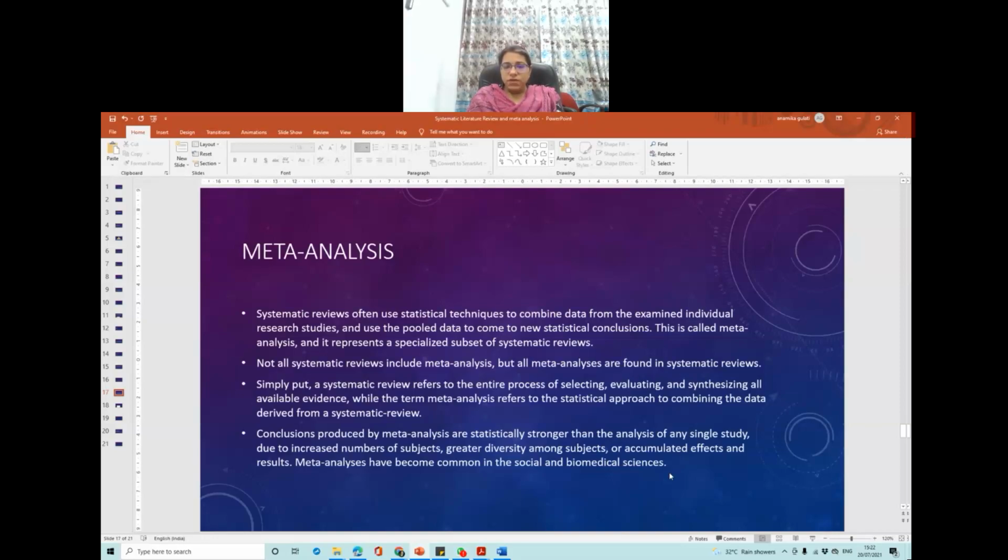This is due to the increased number of subjects and greater diversity among subjects. For example, among individual studies, we studied from Chennai, some studies were reported in Singapore, some in Tamil Nadu, some in Delhi. But when we combined them in meta-analysis, we combined the diversity of these subjects as well, and then accumulated the effects. So meta-analysis has become common in social and biomedical sciences nowadays.